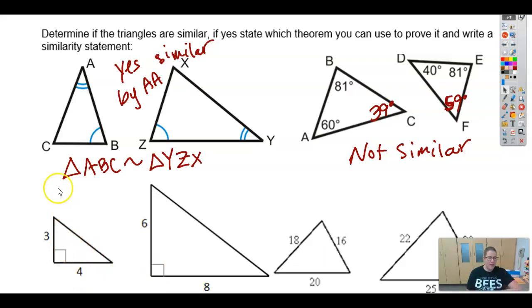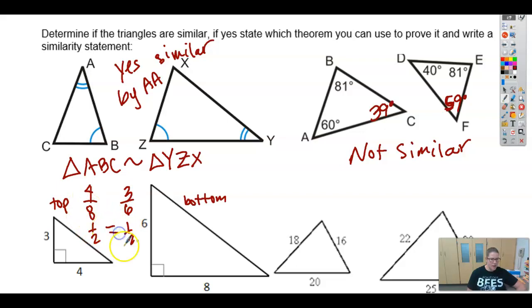We have an angle that we know is congruent, so we're going to go ahead and check for side angle side. In order to do that, I need to choose a top triangle and a bottom. I'm going to choose this one as the top, this one as the bottom. I'm going to put long side over long side, so 4/8. And then I've got this leg, I'm going to put 3/6. Both of those reduce to 1/2, so those are equal. And because that angle is between those two similar sides, then yes, these are similar triangles by side angle side.